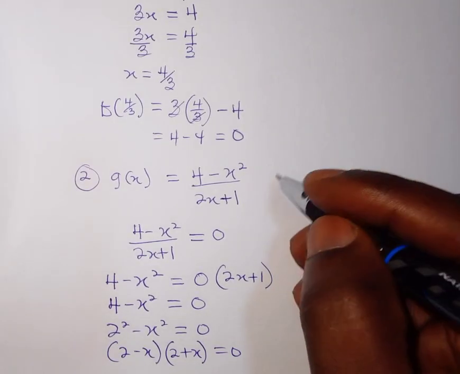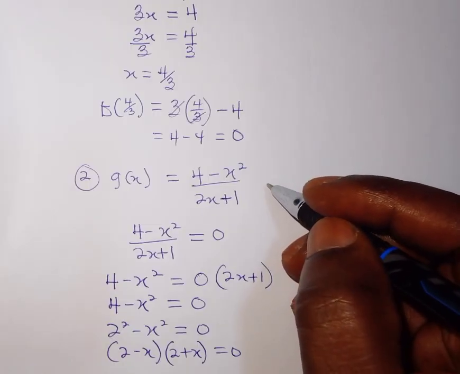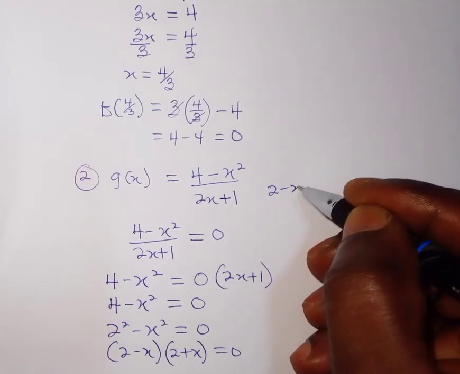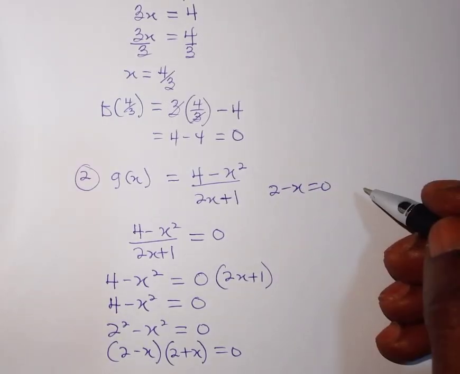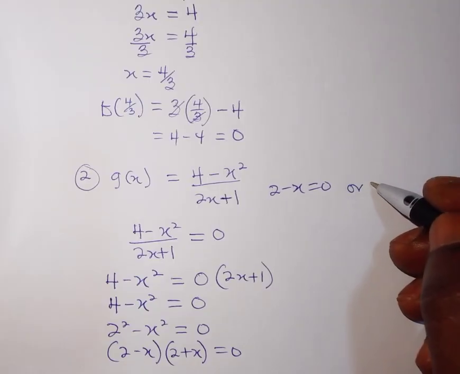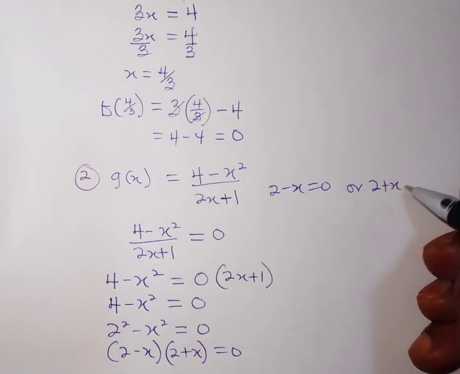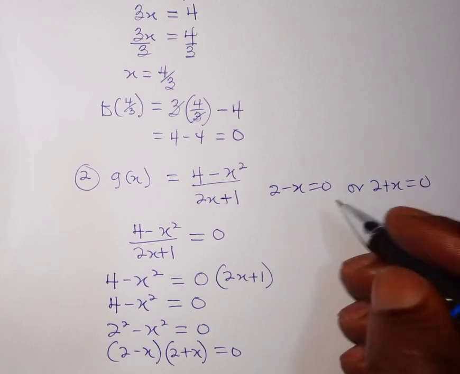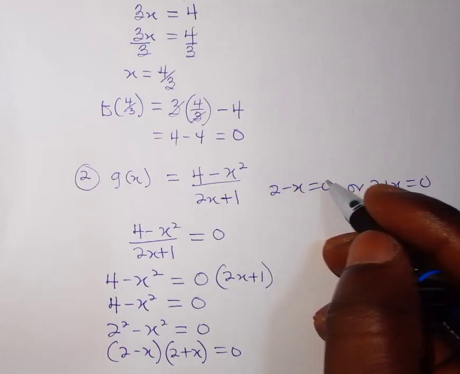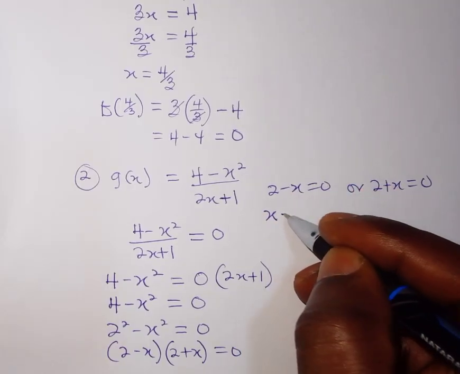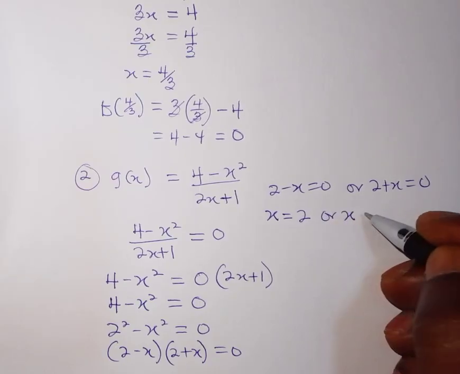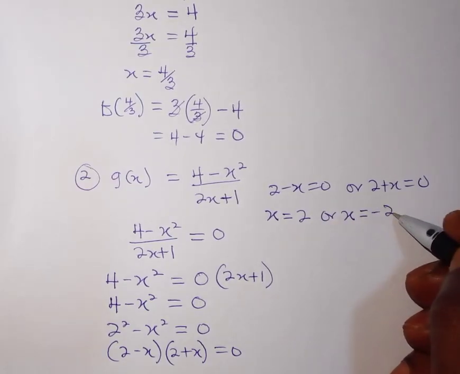Now I'll have 2 minus x is equal to 0 or 2 plus x is equal to 0. So if that's the case, then I can see that my x is equal to 2 or x is equal to negative 2.